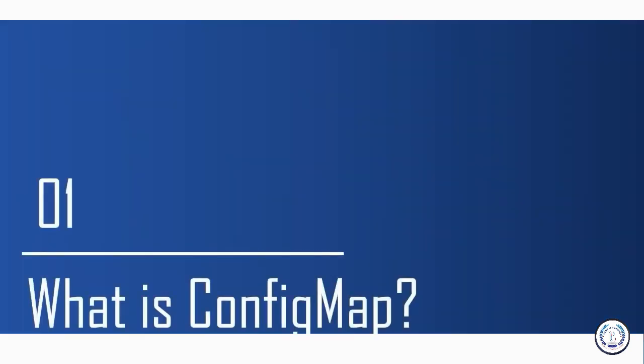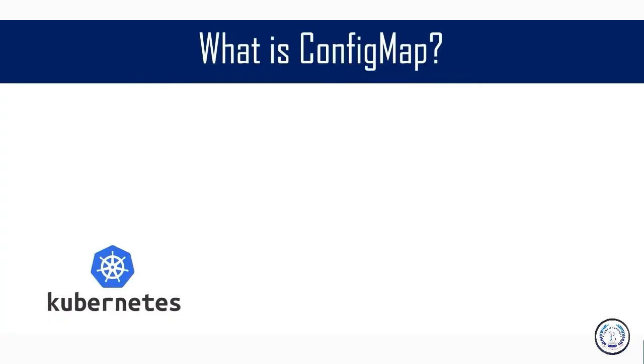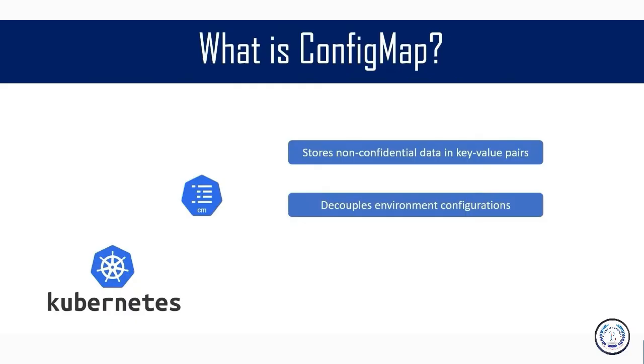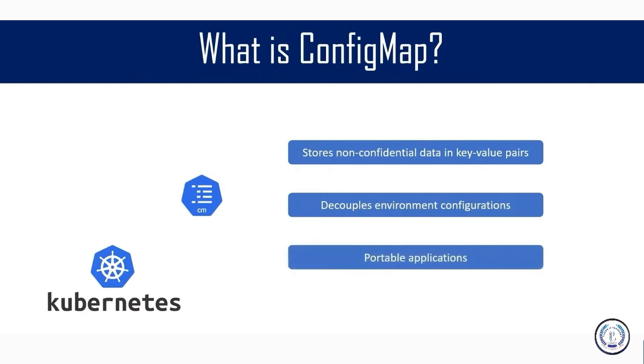What is a config map? In Kubernetes, according to the definition, a config map is an API object used for storing non-sensitive data. This data is stored in key-value pairs. These config maps are consumed by pods as environment variables or as configuration files in a volume. The benefit of this is that a config map decouples environment-specific configuration from container images. This means that your applications can become more portable.